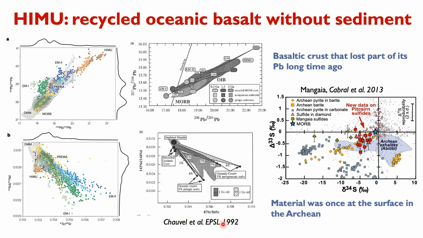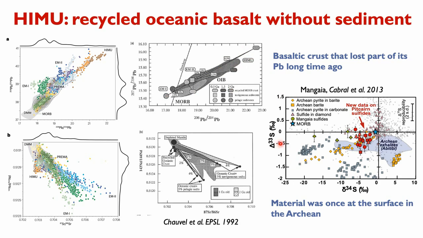I myself suggested a long time ago that this material was in fact basaltic crust that had lost parts of its lead long ago and was sent back into the mantle. So this is a tracer, demonstrating that oceanic crust has been sent back into the mantle and can be sampled again. We quantified that more or less in terms of lead isotopes, and we see that this recycled material has to be at least 1.5 billion years old.